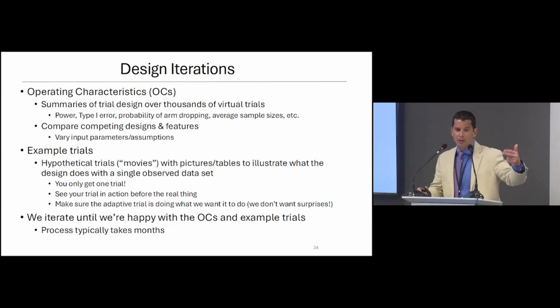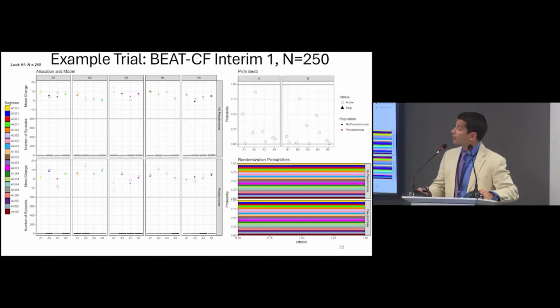And we're going to iterate on both of these. The design's not going to be done, it's not going to be baked, until we're happy with both of these. This is an example. It's a little cut off, but this is just an example trial in cystic fibrosis. I'm not going to go through all the details here, but I just want to show you what a movie looks like. So this is a simulated data set, made up data. It could be the data they actually get in the trial, it may not be. But the point is, if these were the data, what would the model say? What would the algorithm do? What would be the proportion of patients allocated to each one of these interventions?